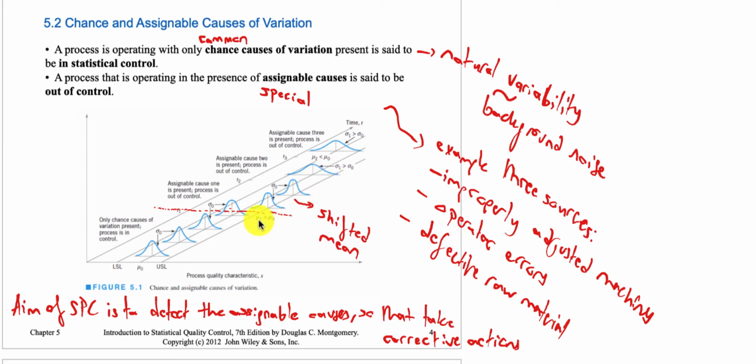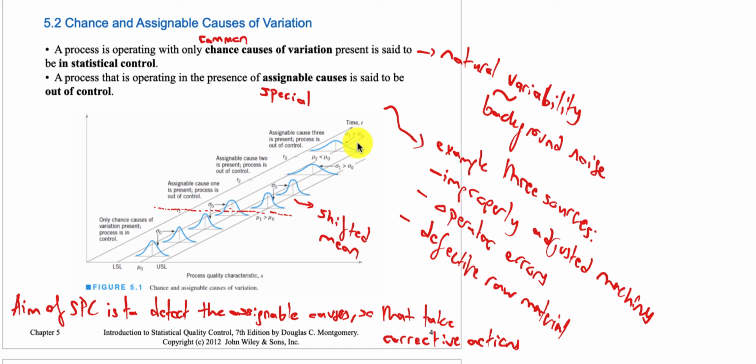So this is the shifted mean, mu1, after t1 period, and this is mu2. It is the shifted mean after t2 period. And here we are seeing that our standard deviation is also greater than the null standard deviation. Here there is low variability around the target value, and after some assignable causes are present, the variability is getting larger.